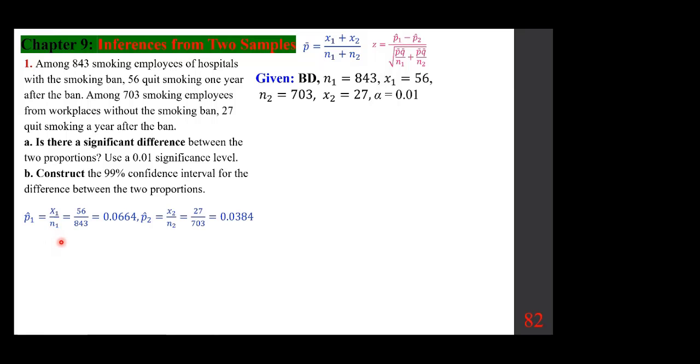We need to calculate this, so why don't we do it here? P2 hat is x sub 2 over n sub 2. Let's calculate. Q1 hat is 1 minus that. Q2 hat is 1 minus that. So we do those calculations because it's coming up.